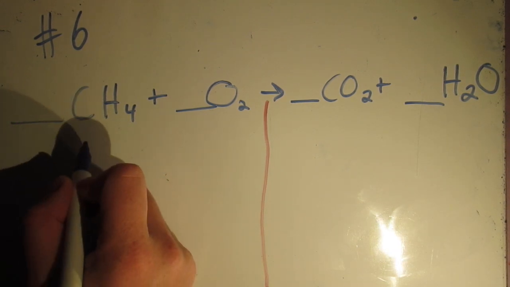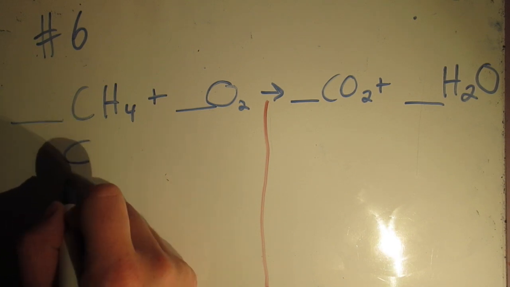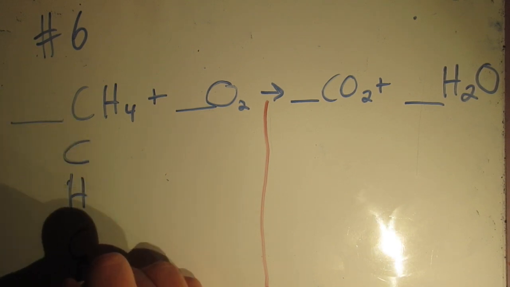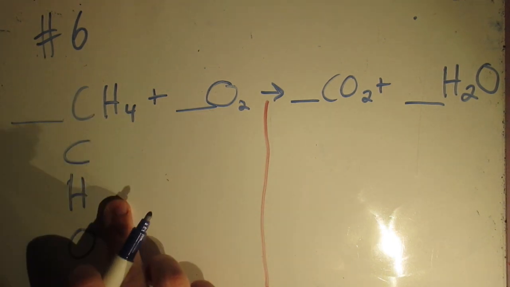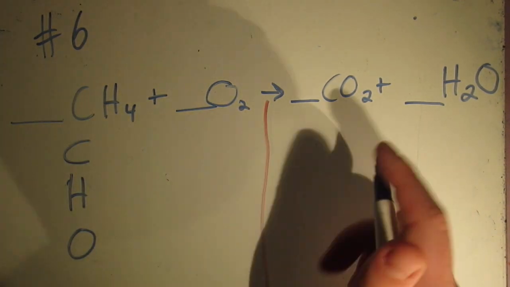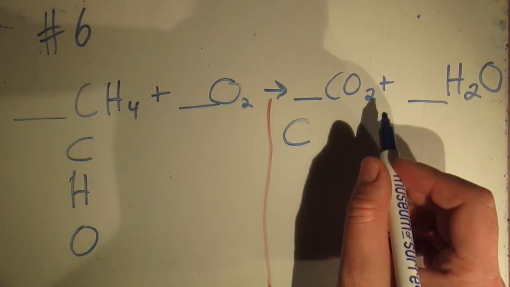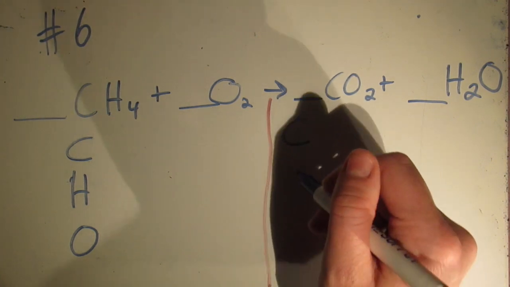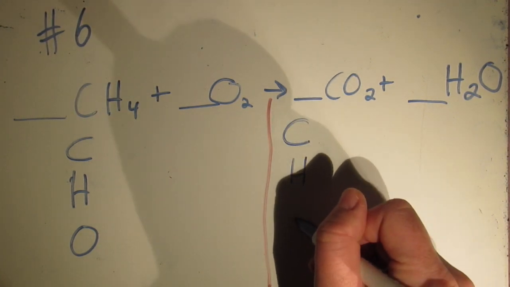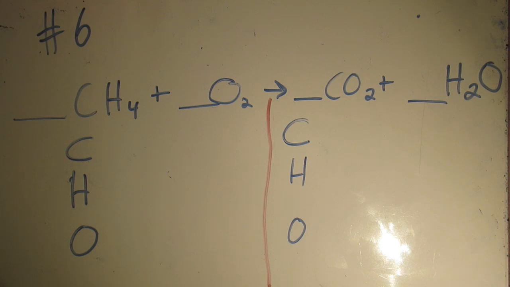So now I'm going to count them. So I've got carbon, hydrogen, and oxygen, and I'm going to remember to write this the same on this side as well, even though I want to write carbon, oxygen. Still really important to keep it in order, otherwise you might get mixed up with what is what.